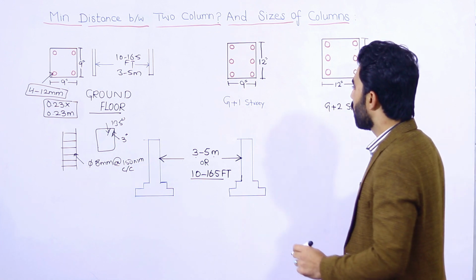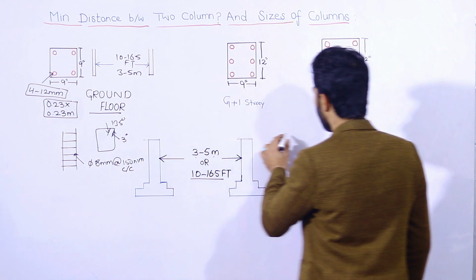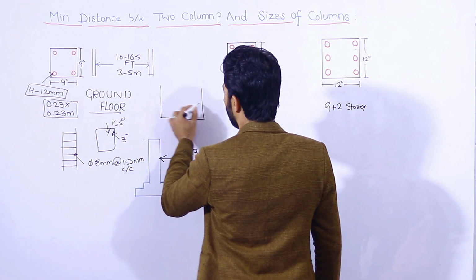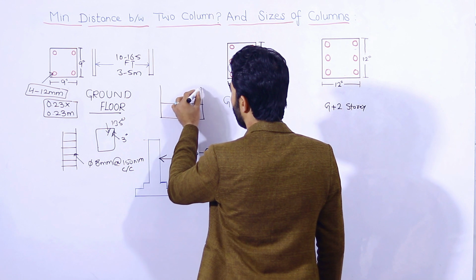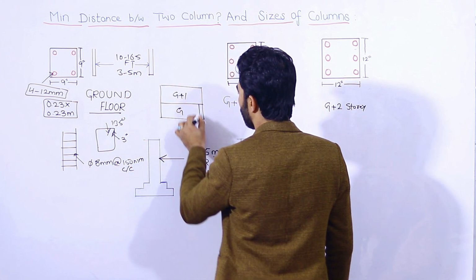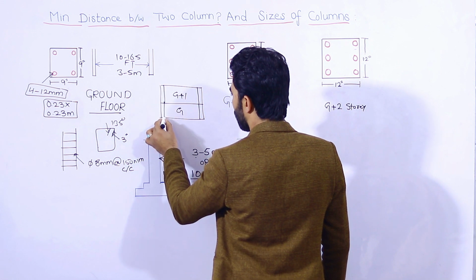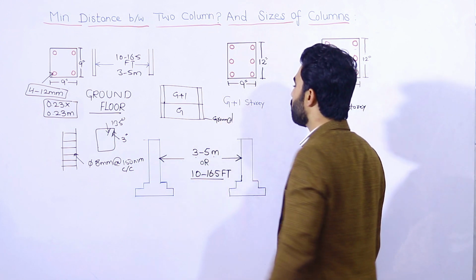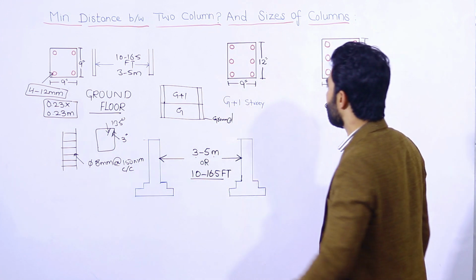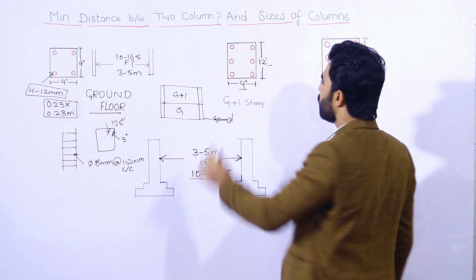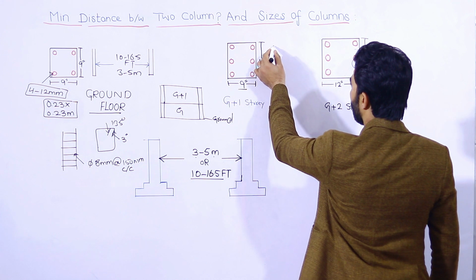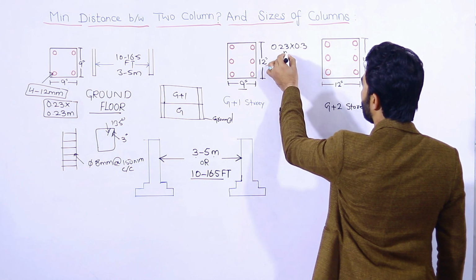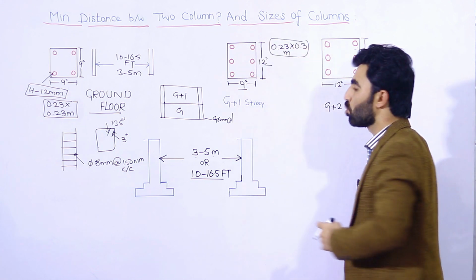Next guys, if you are going for G+1 story, meaning ground floor plus one, as you can see guys, this is the ground floor, then G+1 story. So these are columns and this is ground. So for G+1 story, the size of column should be not less than 9 by 12 inches, or you can say 0.23 by 0.3 meter. This is the size of column for G+1 story.